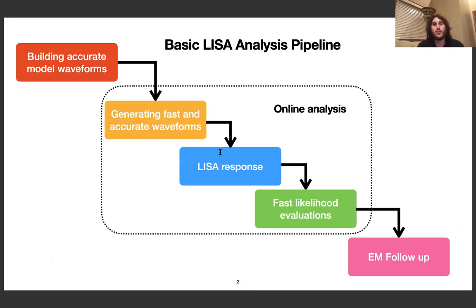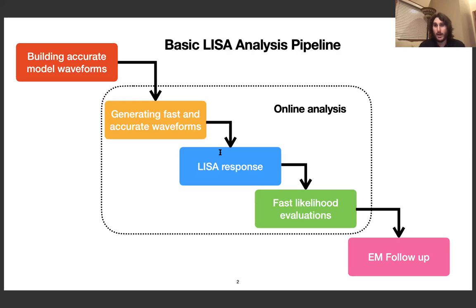Here I've shown a basic version of the LISA analysis pipeline. We start by building accurate model waveforms. This usually comes from numerical relativity in terms of the binary black hole case, or things like self-force calculations for the EMRI case. Once we have those very accurate model waveforms, we then need to create fast and accurate waveforms to use during data analysis.